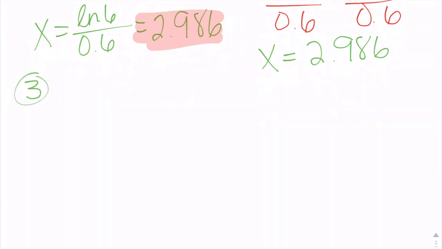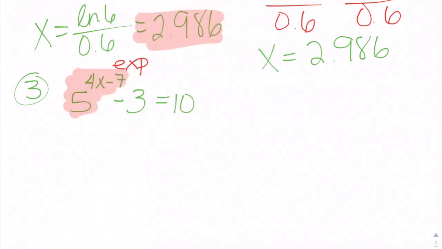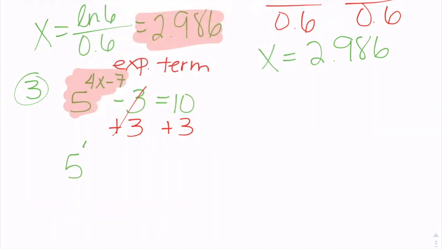Example 3. If we have 5 to the 4x minus 7, minus 3 equals 10. So right here is our exponential term, and we need to isolate that. So to isolate that, we're going to add 3 to each side. So we get 5 to the 4x minus 7 equals 13.